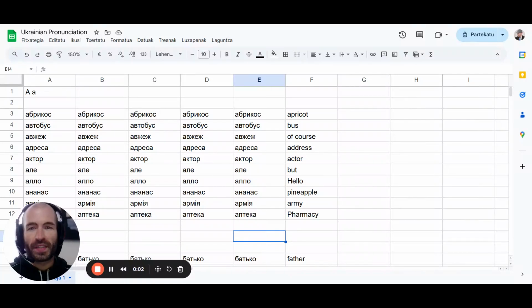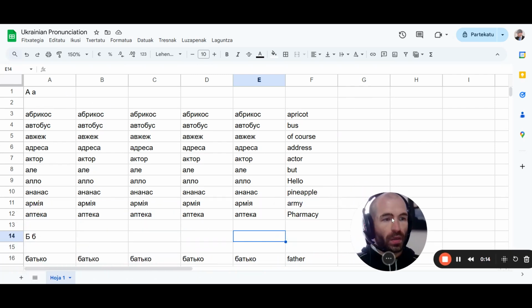This is the fastest and most efficient way to learn Ukrainian pronunciation as well as the Cyrillic alphabet. It's very simple. Basically, we take each one of the letters of the alphabet, we get a list of 10 example words using that letter, and then we do 5 reps of each word.